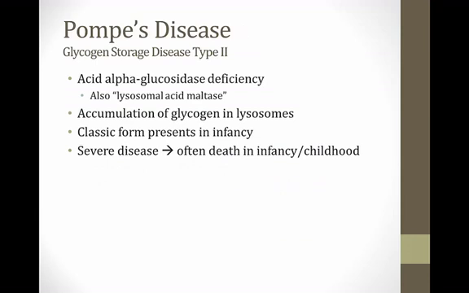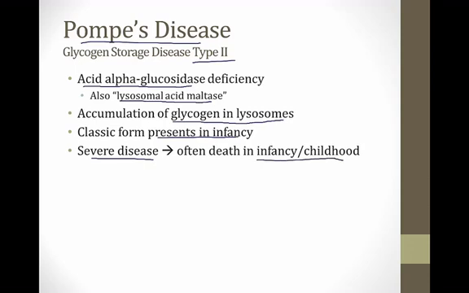The next glycogen storage disease is called Pompe's disease. It's also called glycogen storage disease type 2. This is a deficiency of the enzyme acid alpha glucosidase. It's also called lysosomal acid maltase. Children born with this enzyme deficiency accumulate glycogen in their lysosomes. The classic form presents in infancy, and this is a very severe disease. Children born with this disease often die in infancy or childhood.